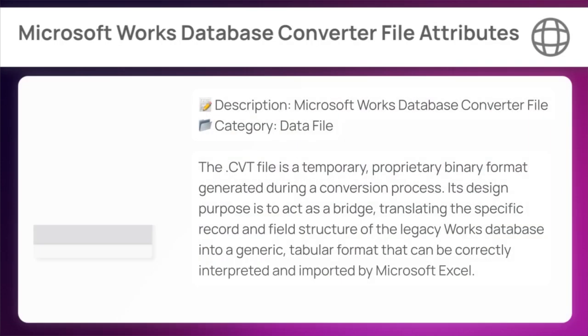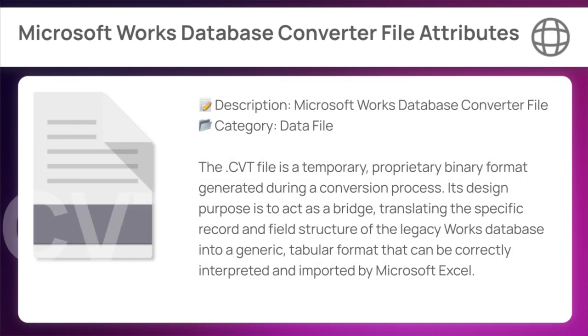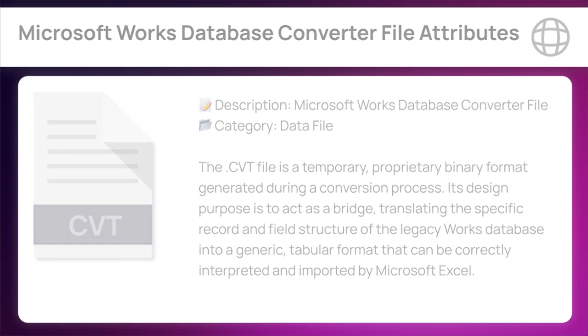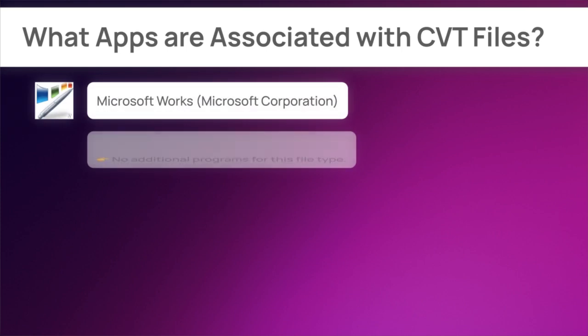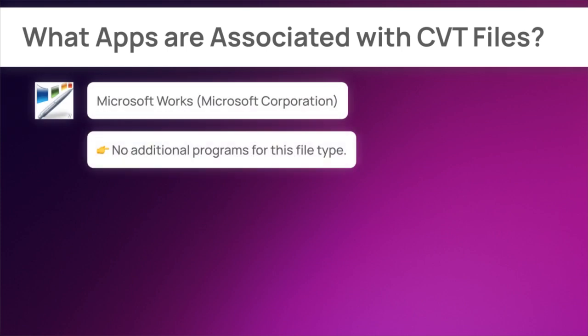The CVT file is a temporary, proprietary binary format generated during a conversion process. Its design purpose is to act as a bridge, translating the specific record and field structure of the legacy Works database into a generic, tabular format that can be correctly interpreted and imported by Microsoft Excel. The CVT proprietary design mandates association with Microsoft Works from Microsoft Corporation.